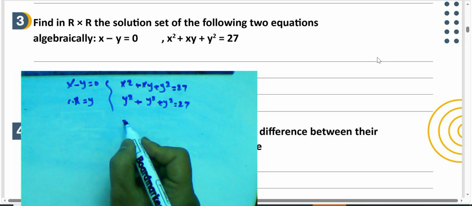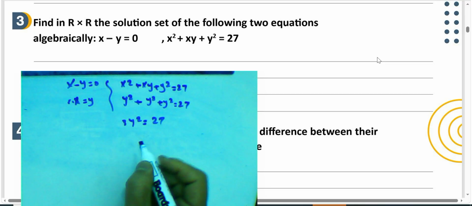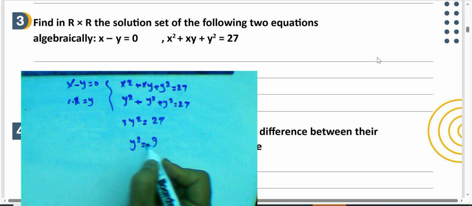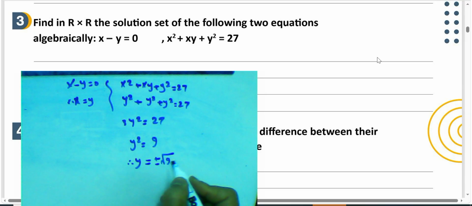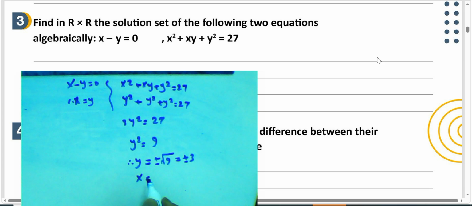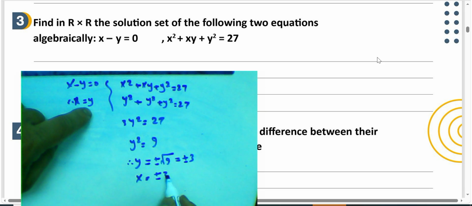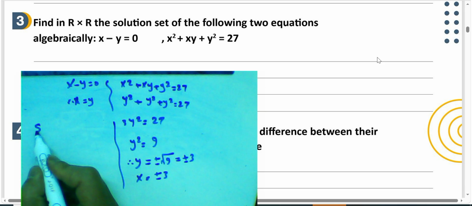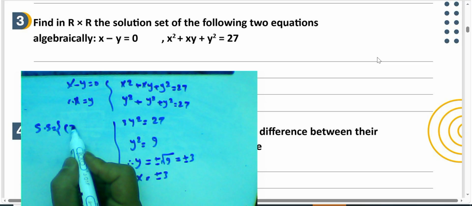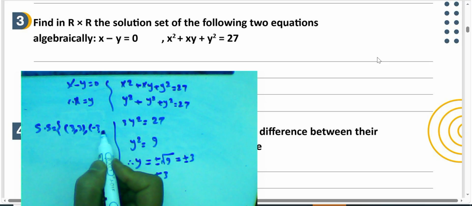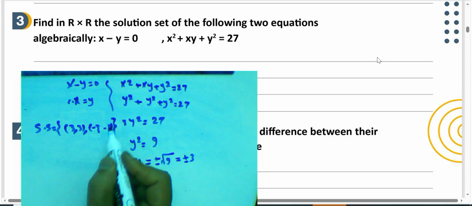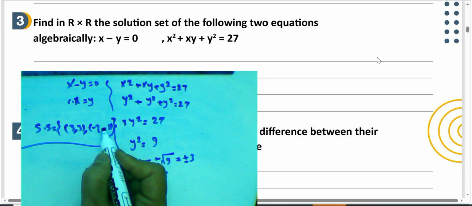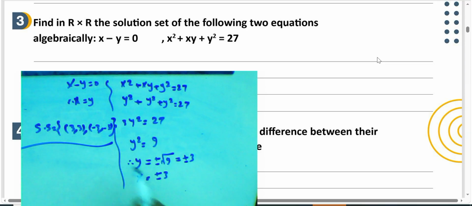Then we can collect, we have 3y power 2 is 27. And the value of y power 2 is 9. Then the value of y will be positive or negative square root of 9. It will be positive or negative 3. We have two values, and also x equal y. Then x will be positive or negative 3. Then you can write the solution set. We have 2 points, 3 and 3, or negative 3 and negative 3. Okay, this is the solution of the two equations.